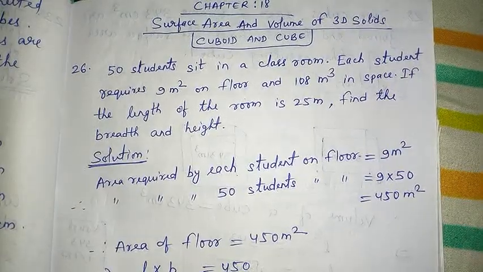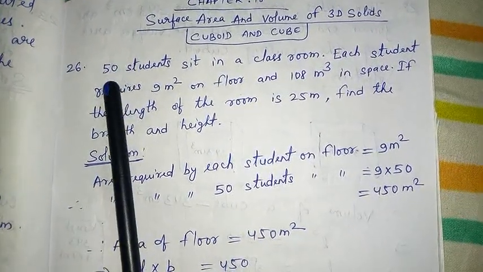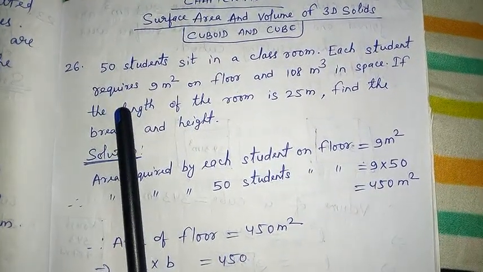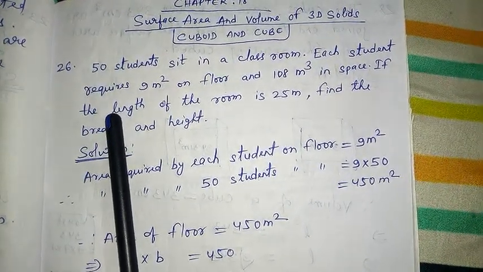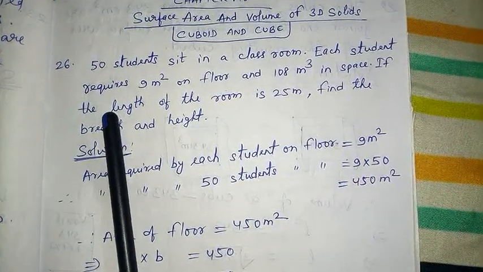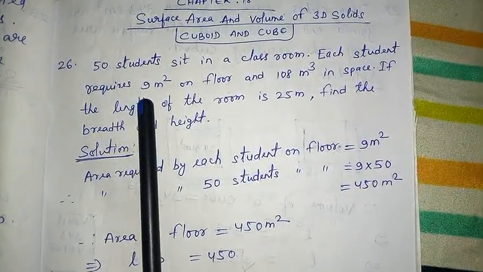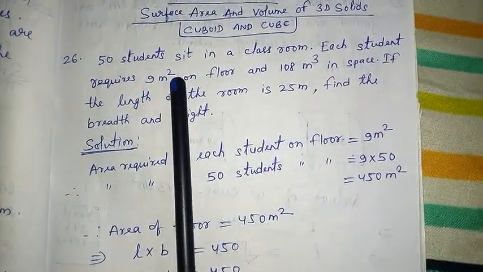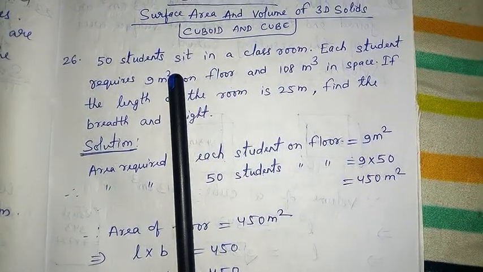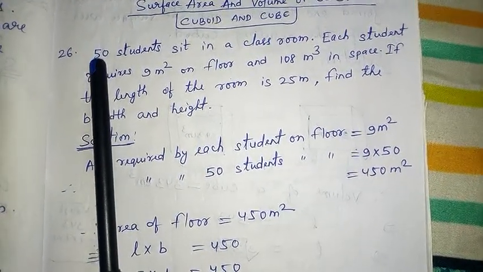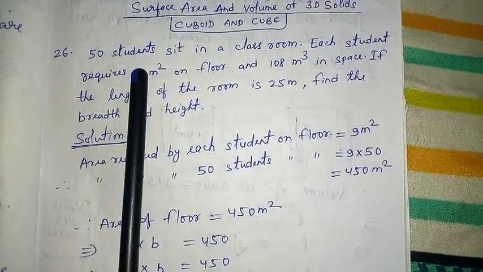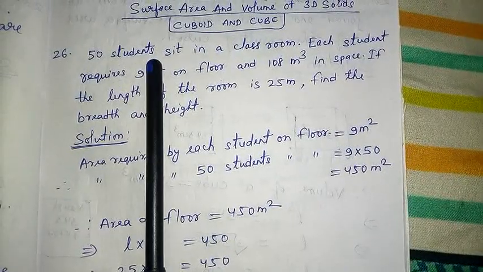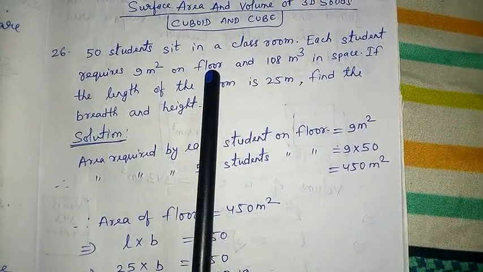So, a very interesting question. There is a classroom where 50 students sit together, and the space required on the floor. As you know, if you see only the floor of a room, it is rectangle in shape. That means the area required by one student is 9 meter square. Now how will we get the area required by 50 students? We will multiply 50 with 9, and that area will be the area of floor.